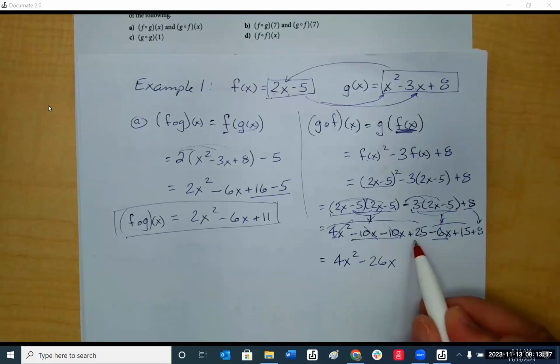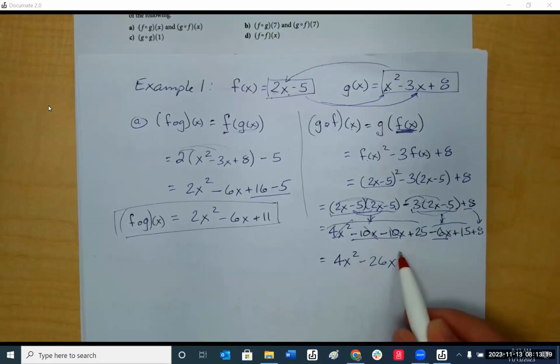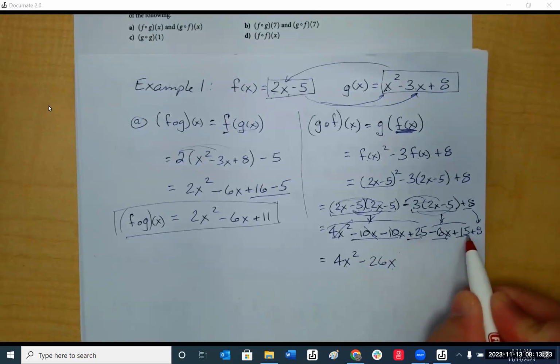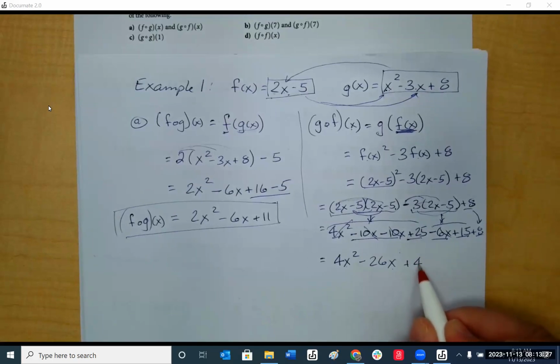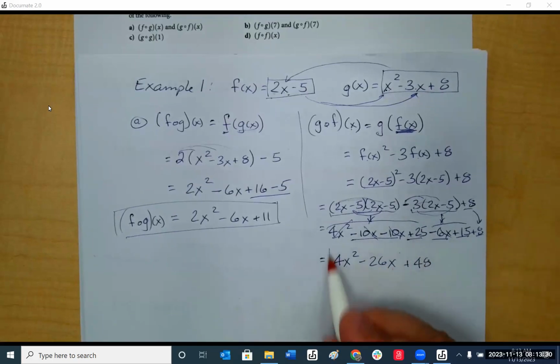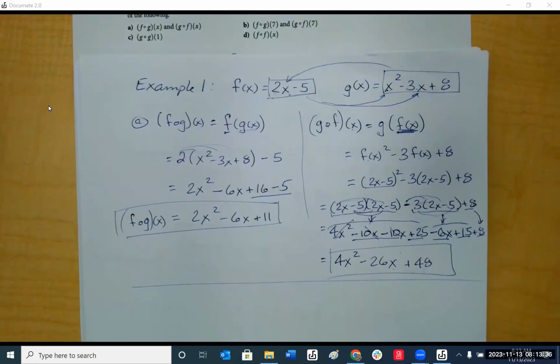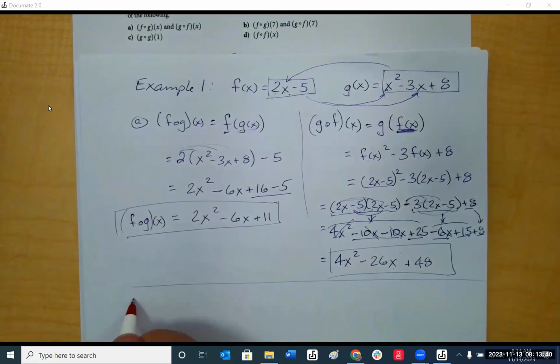Now the constants. Notice we go from x squared to x to the first to no x's. 25 plus 15 is 40, plus 8 is 48. And there's our answer. So that's how the f of g works. Let's look at what B says.